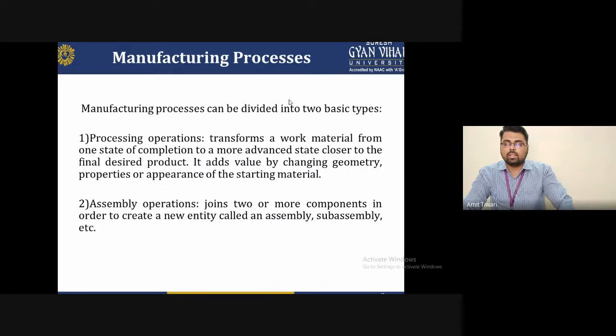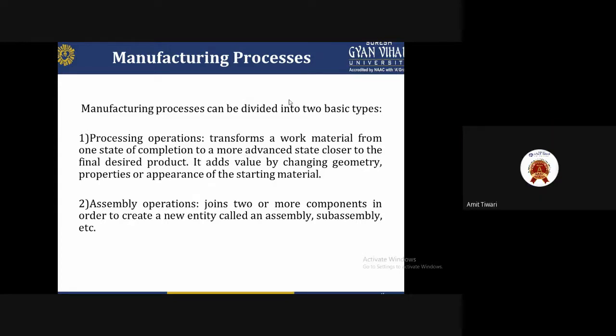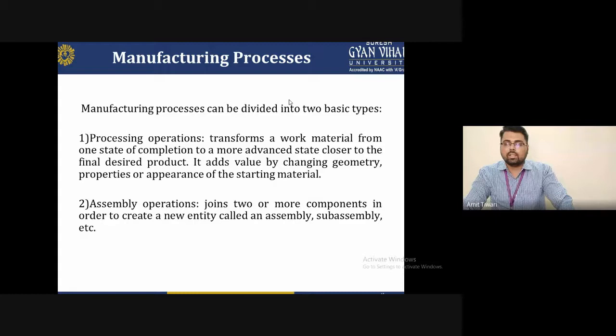The manufacturing process can be divided into two basic types: processing operations and assembly operations. A processing operation is the transformation of work material from one state of completion to a more advanced state closer to the final desired product, adding value by changing the geometry, properties, or appearance of the starting material. The assembly operation joins two or more components in order to create a new entity, in assemblies and sub-assemblies, etc.